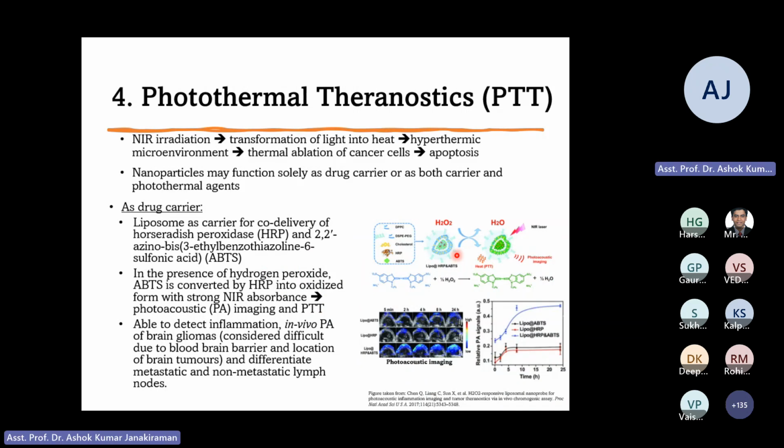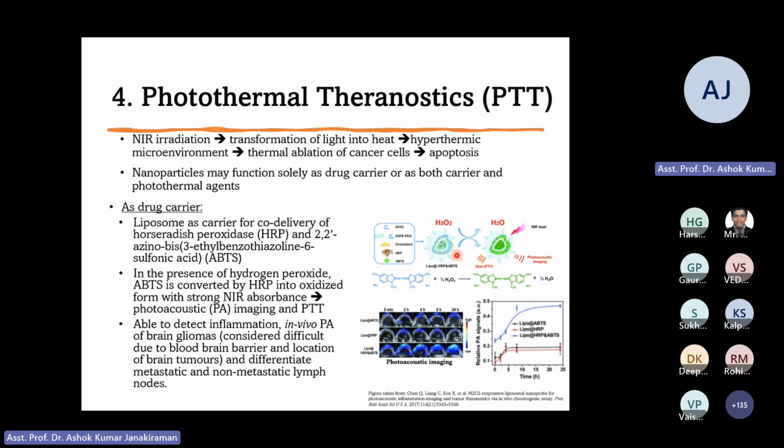The next one is photothermal. Photo means light, right? So it's light with heat. So photothermal theranostic. It transforms light into heat, then the hyperthermic microenvironment causes thermal ablation of the cancer cell, and it produces apoptosis, which is considered as cell death here. So the nanoparticle may function solely as a drug carrier or as both carrier and photothermal agent. So here the nanoparticle will act as a drug carrier and also the photothermal agent.